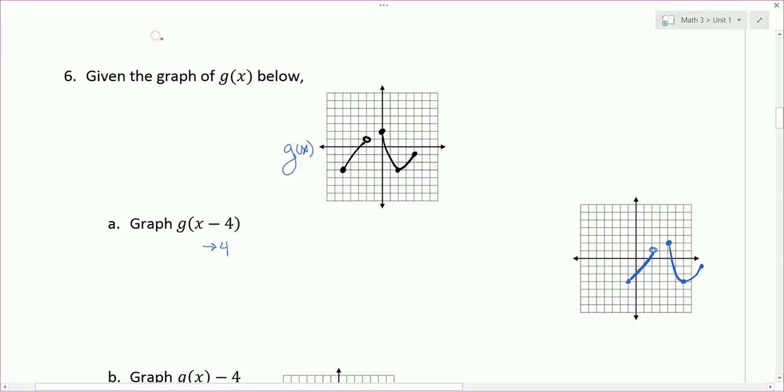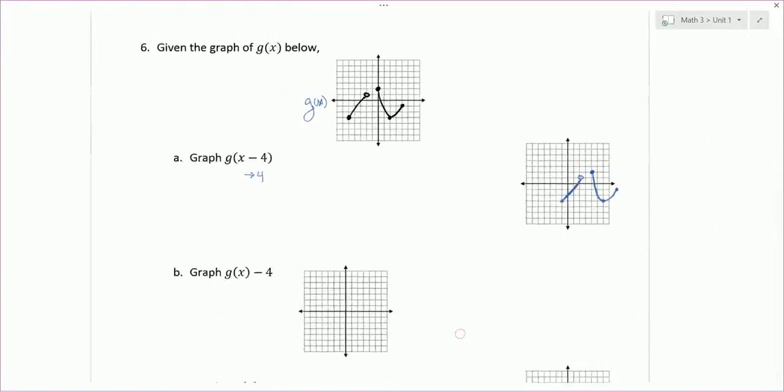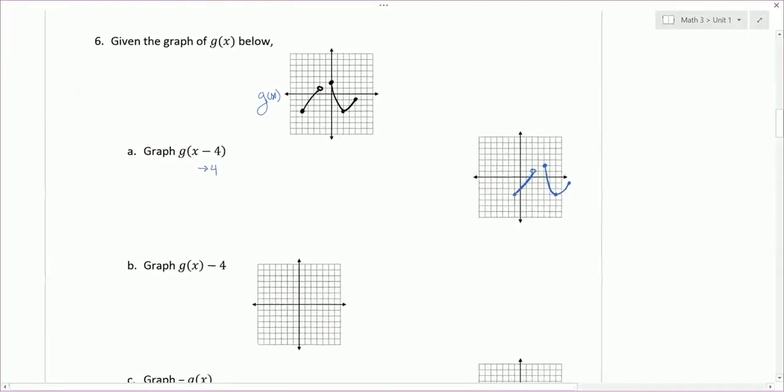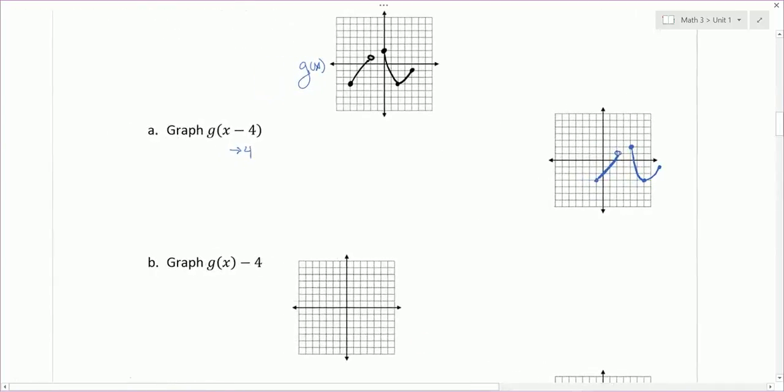Alright. For part B, we are going to do something similar. We need to know what that minus 4 tagged on at the end. It almost matches A, but that minus 4 is not in the parentheses with x. So when it's on the outside, tagged on at the end, that's going to translate everything down 4 units.